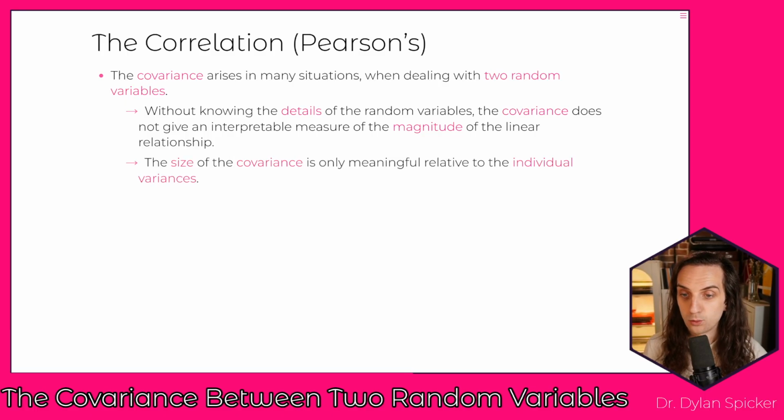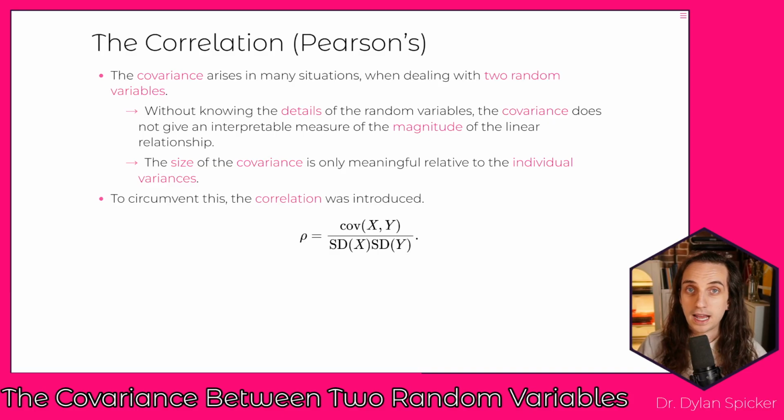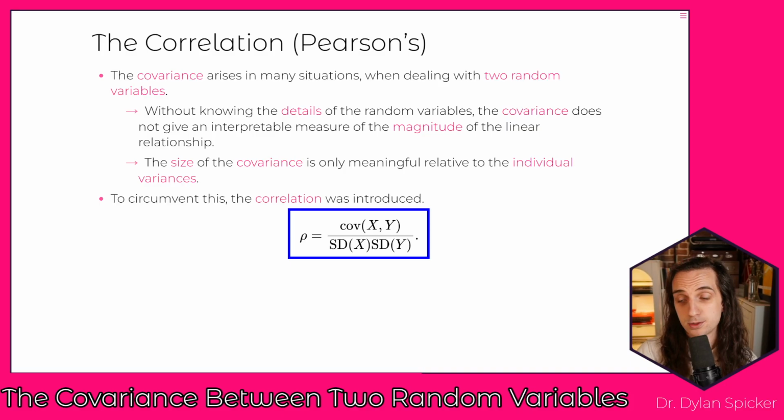Okay? So with the covariance, we can only interpret meaning if we also know the individual variances. As a result, what we can do is introduce the correlation between two random variables. And the correlation, which we denote using the Greek letter rho, is going to be defined to be the covariance between two random variables divided by their individual standard deviations. Okay, so the covariance of x and y divided by the standard deviation of x times the standard deviation of y. And what it's going to turn out is that this correlation now becomes a standardized measure.